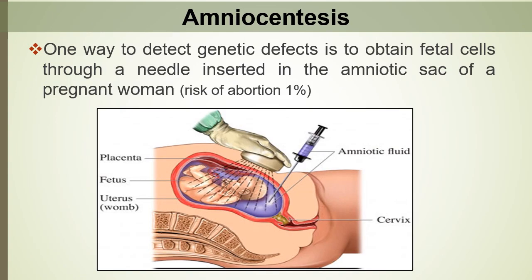To detect chromosomal abnormality early in pregnancy, amniocentesis is performed. Here, the fetal cells are obtained through a needle inserted in the amniotic sac of a pregnant woman. From the cells obtained, a karyotype is made and analyzed for any genetic disorder.